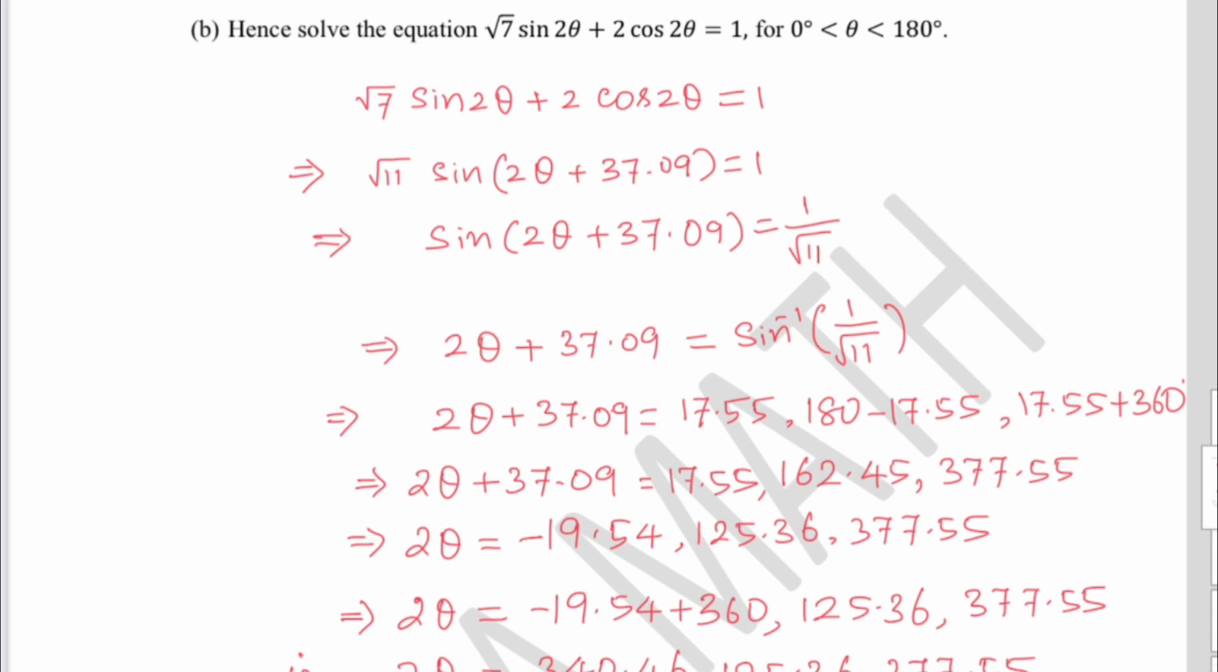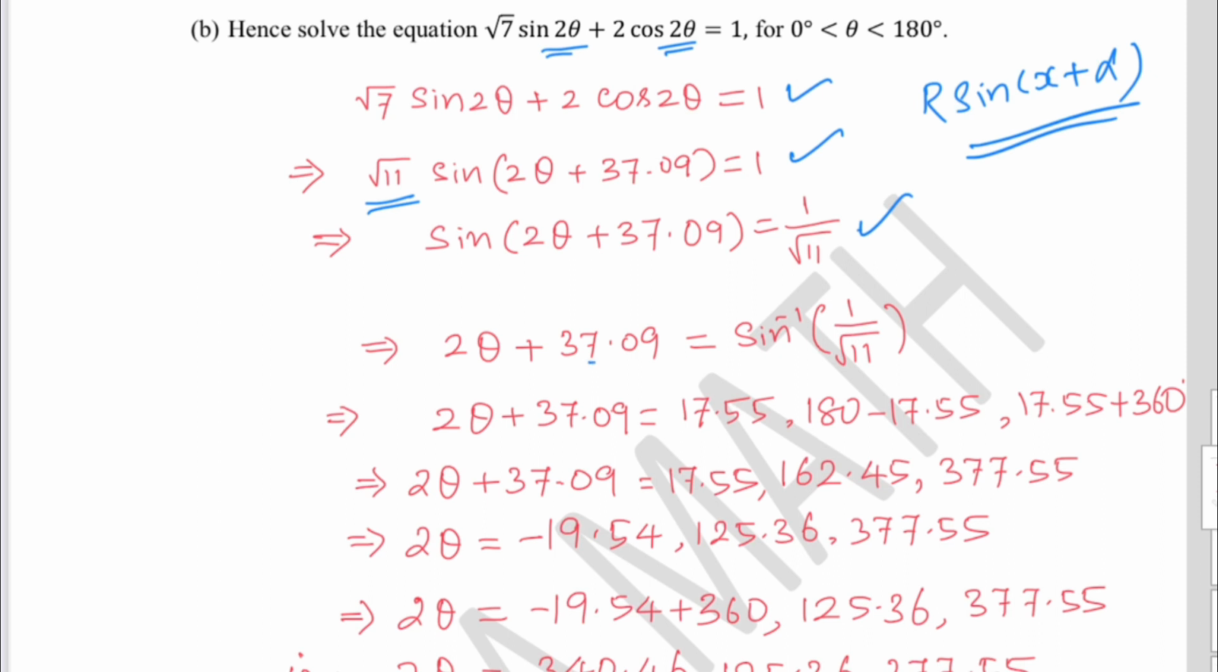So hence solve the equation root 7 sin 2 theta plus 2 cos 2 theta equal to 1. So here the argument became 2 theta. When you apply the result in part A, it is in the form r sine of x plus alpha. So we got r and alpha. That is root 11, this is your r value. And sine of 2 theta, where x is 2 theta, plus 37.09 equal to 1. Therefore sine of 2 theta plus 37.09 is equal to 1 over root 11.